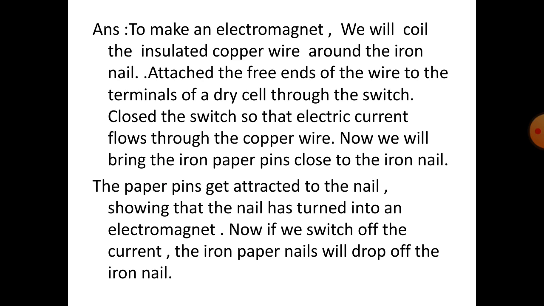Now we will bring the iron paper pins close to the iron nail. The paper pins get attracted to the nail, showing that the nail has turned into an electromagnet. Now if we switch off the current, the iron paper pins will drop off the iron nail.